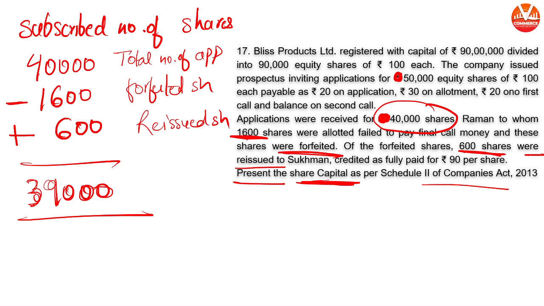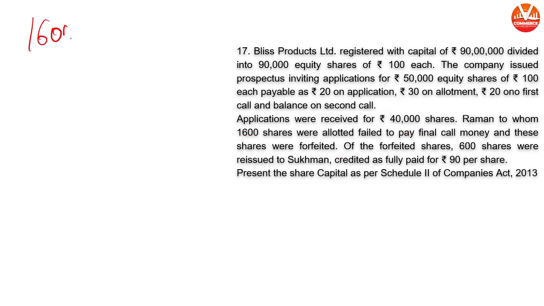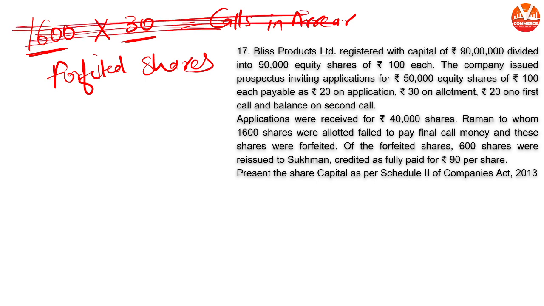Whenever you are required to prepare a balance sheet, first of all, please calculate the subscribed number of shares. So the subscribed shares are 39,000 and you will multiply it with the called up value, that is 100 rupees. So you can see subscribed capital: 39,000 equity shares multiplied by 100 each. Now there are 1,600 shares. A shareholder holding 1,600 shares was not paying us the final call of 30 rupees. So these were the calls in arrear, ये calls in arrear थे. But we forfeited these shares, so now the calls in arrears are not there.